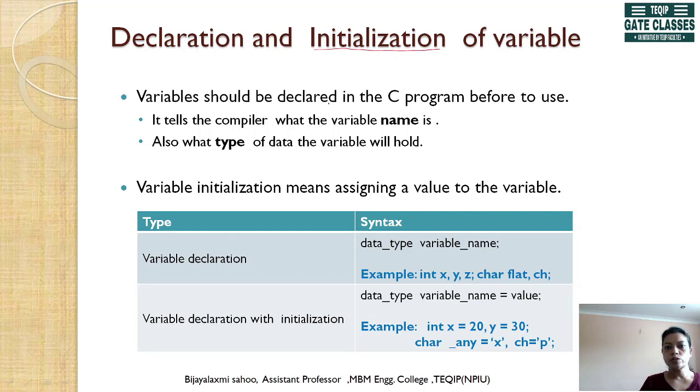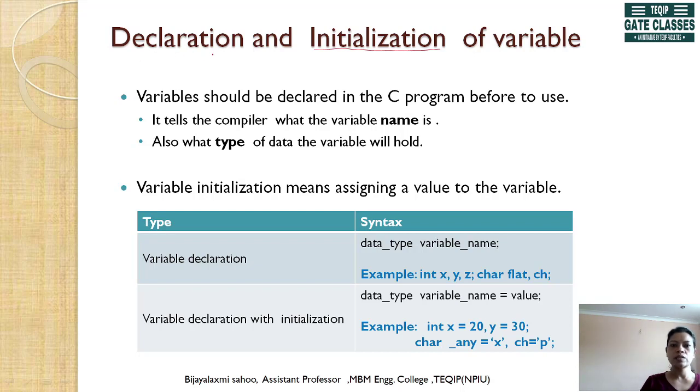Every variable should be declared in the C program before it is used. That means you are telling the compiler what you are going to use in your program: the name of the variable, the data type of the variable. So everything you must inform to the compiler. That is what is called your declaration.